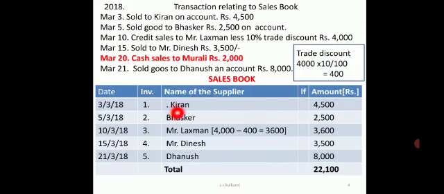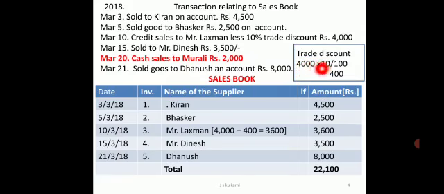So on 3/3 we are going to write first invoice for Kiran 4,500, goods sold to Kiran. Then on 5/3 again we have made sales to Bhaskar, so write the name Bhaskar, amount sold is 2,500. Now on 10th we have sold goods to Mr. Lakshman, so write the date 10/3/18, invoice number 3, Mr. Lakshman. So we have given him 10% discount.